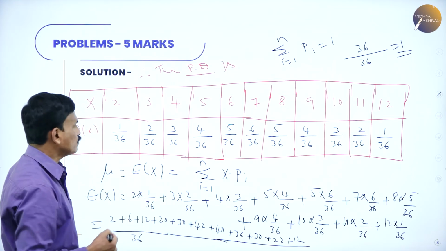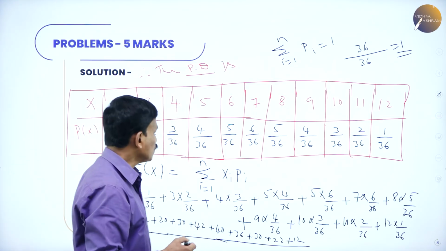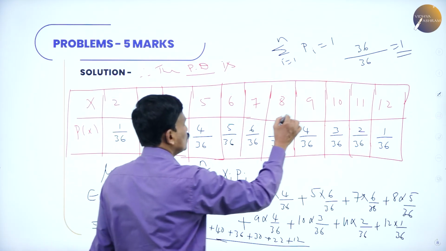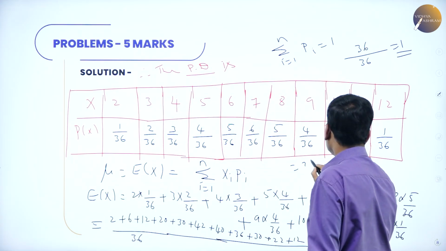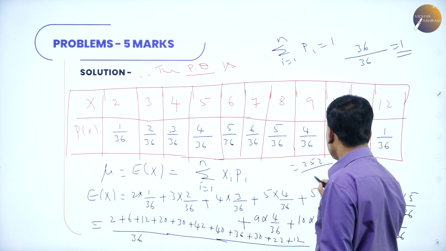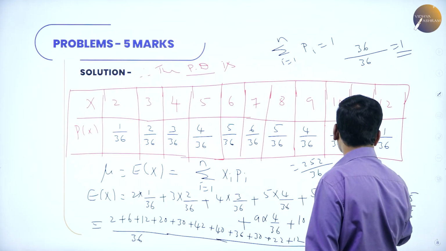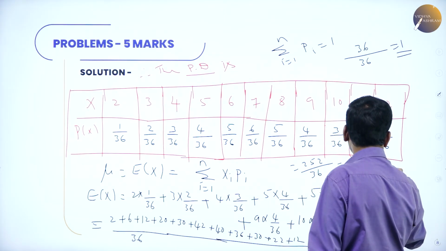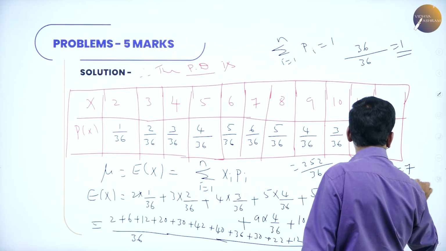So this is divided by 36. If I add this, you are going to get 252. So this is equal to 252 divided by 36, which is exactly equal to 7. Therefore E of x is equal to 7.